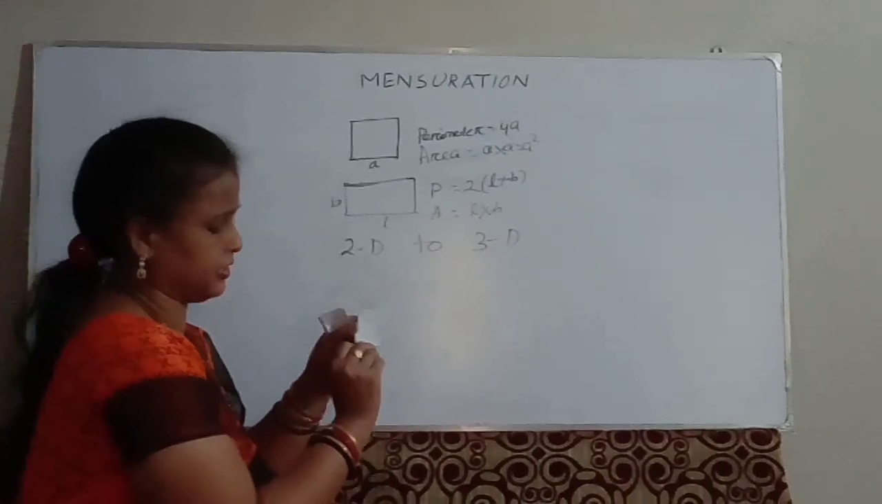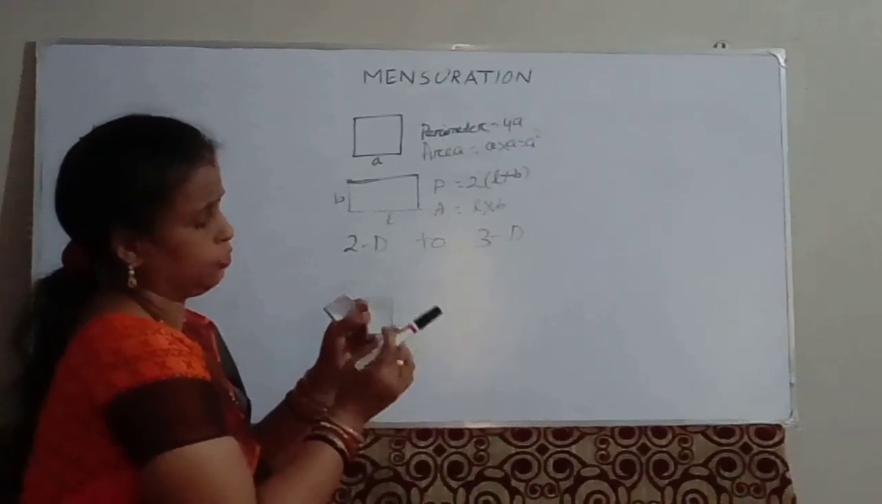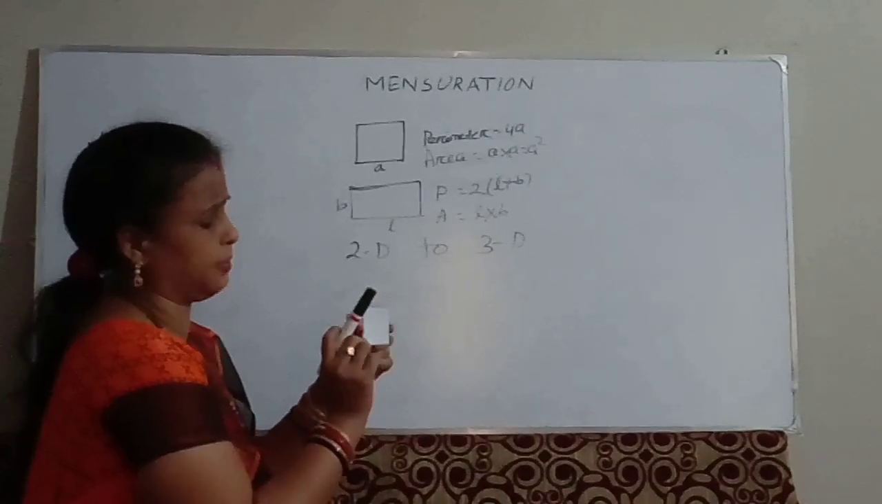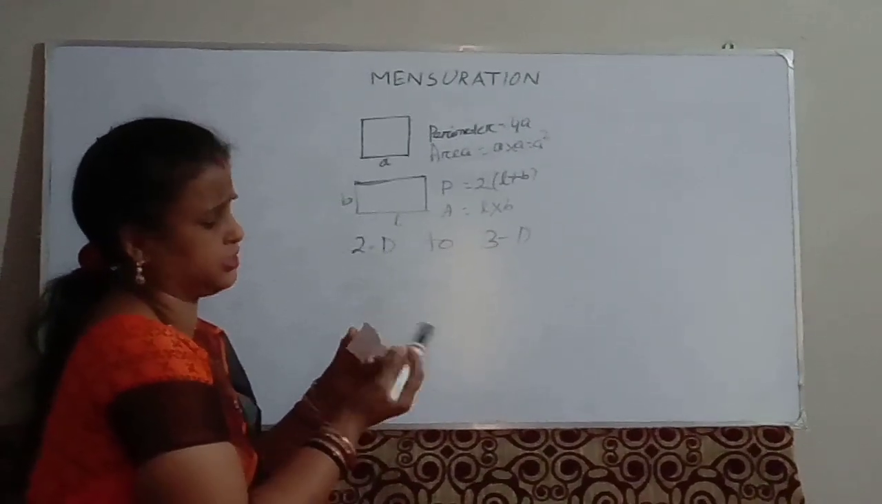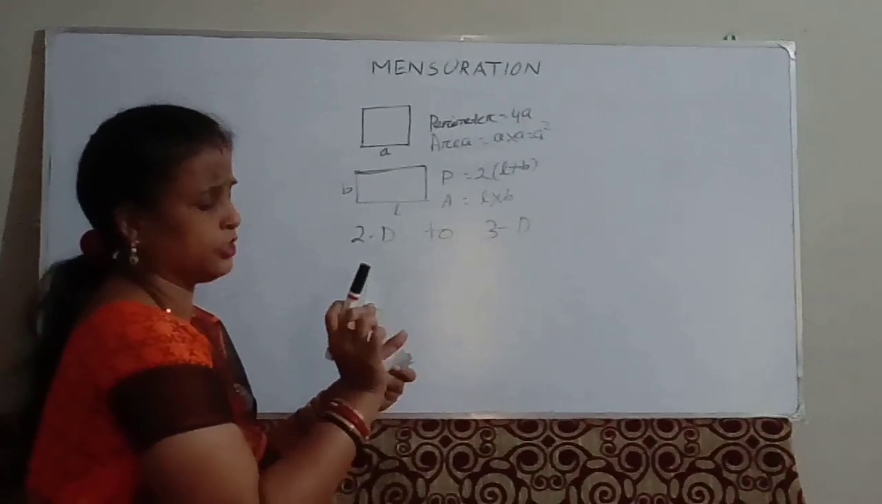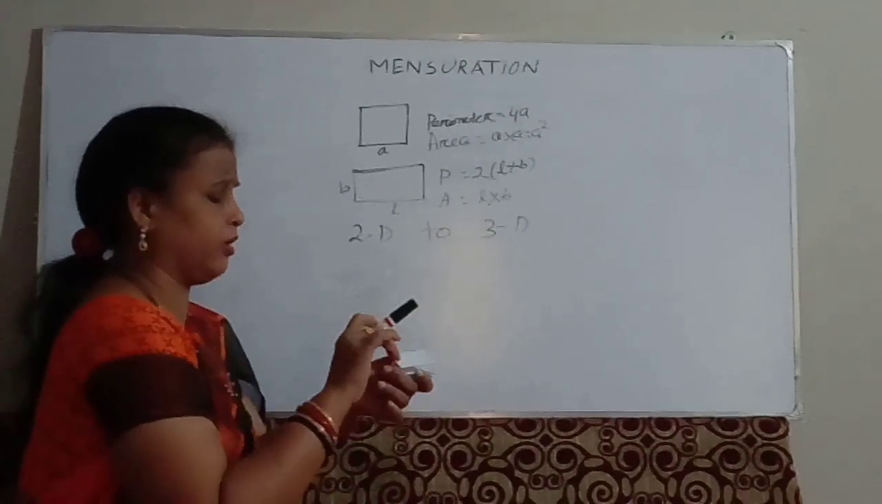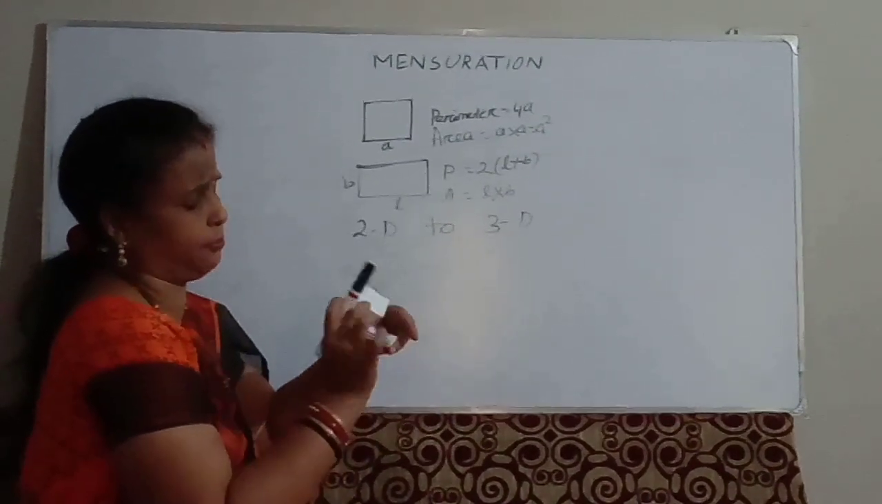It looks like a rectangular shape whose length is L and this one is B. Whenever you see this paper, because its thickness is negligible, I am just holding one piece of paper. Similarly, I take so many pieces of rectangular shaped paper.